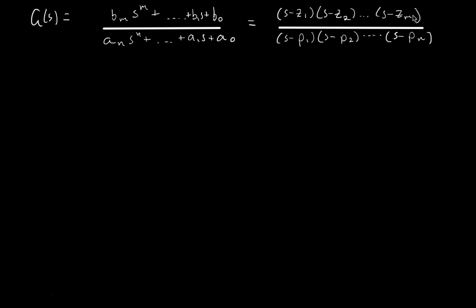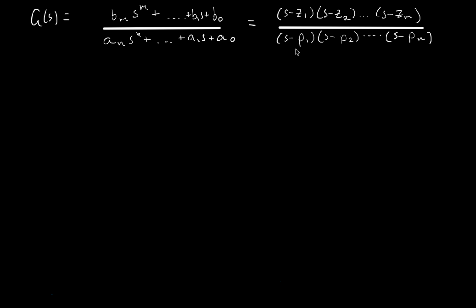And the roots of the numerator polynomial are the zeros. So if s equals, say, z1 or z2, then this evaluates as 0, and the whole thing goes to 0. That's why we call them zeros. Whereas for poles, if s evaluates as p1, p2, so on, up to pn, then we've got to divide by 0. So the whole thing blows up. So that's where the name poles comes from.